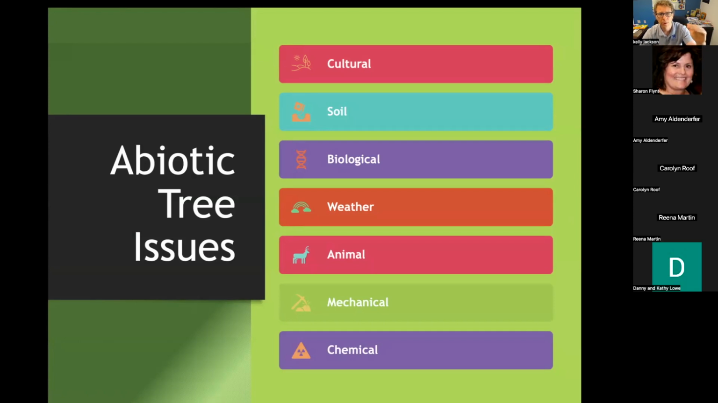And we're gonna look at each of these in steps. So we got cultural, soil issues, biological issues of the plant itself. Weather, that's a big one. There's a lot of pieces that fit under weather. We're currently in the middle of one right now that could be impacting some of your trees. Animal, those are usually pretty easy to figure out if it's an animal issue. So we'll talk briefly about that.